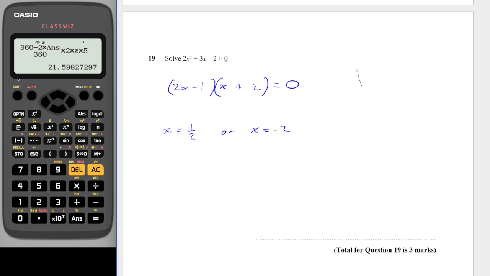Now I'm going to look at the inequality we were actually after. So we've got a positive quadratic, and we're actually after the bit where the graph is greater than 0. So I'm going to say that that is when x is less than minus 2, or where x is greater than a half.